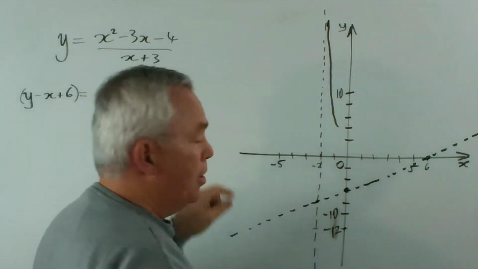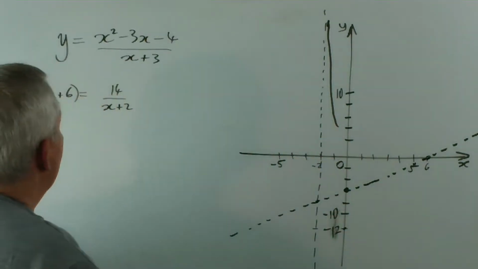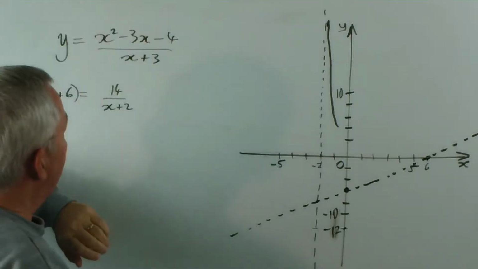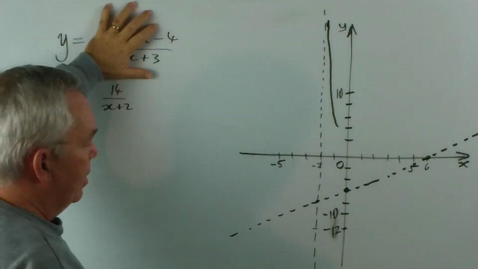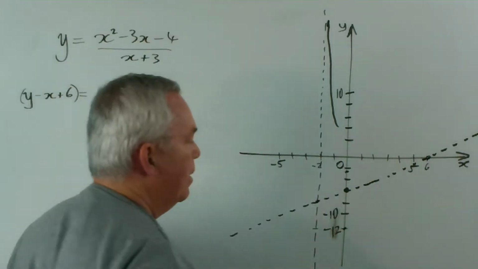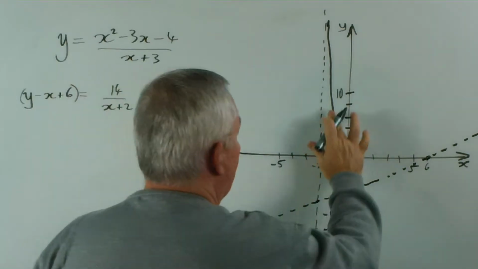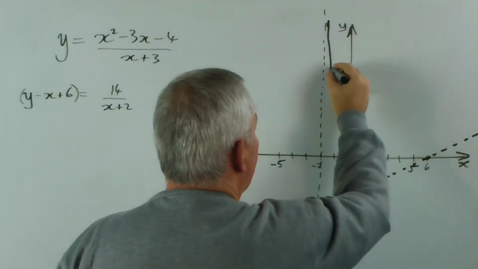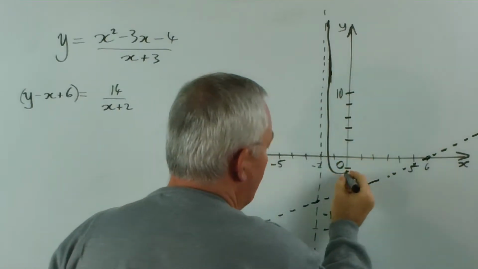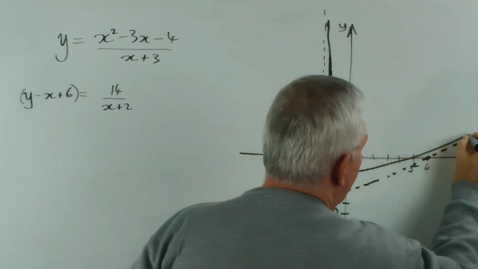In fact, what I didn't do is look at the intercepts. If x is 0, y is going to be -4/3, which is -1 1/3. Now we know where it crosses. It's a lot lower than I expected. So I'm assuming it'll go out here somewhere.